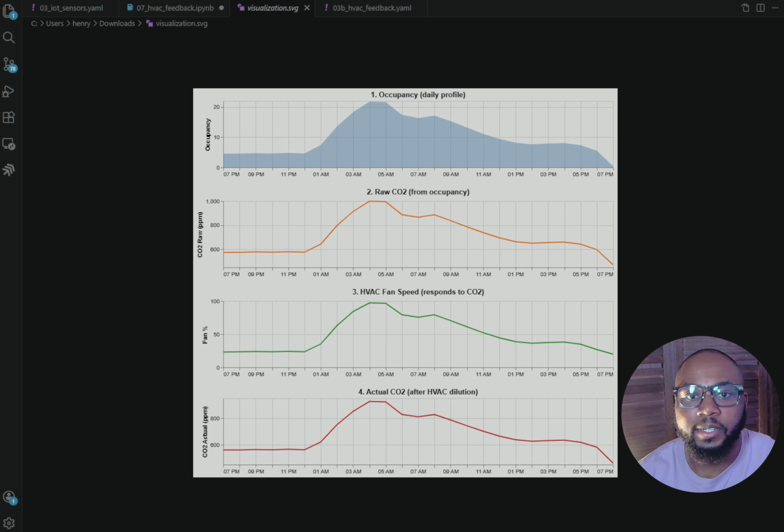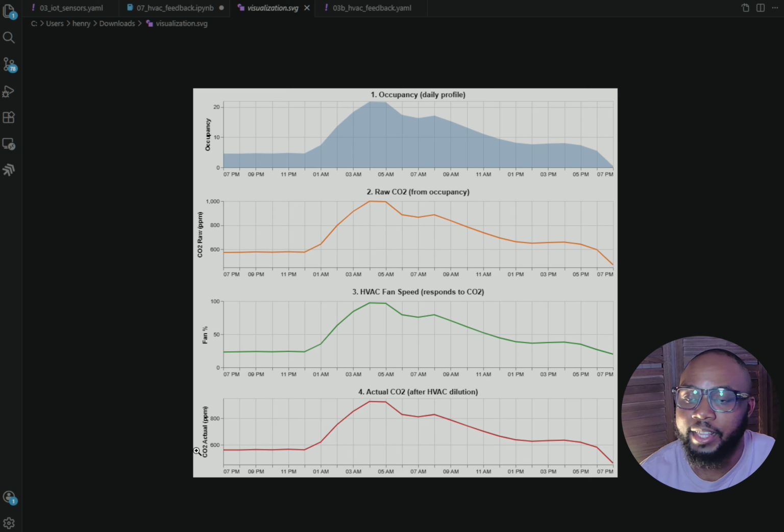All right, let's put everything together in this HVAC feedback loop. So we have occupancy, raw CO2, HVAC fan speed, and CO2 dilution. 4 columns, 1 feedback loop, where each value depends on the one before it. In this video, there are 4 critical things to keep in mind.